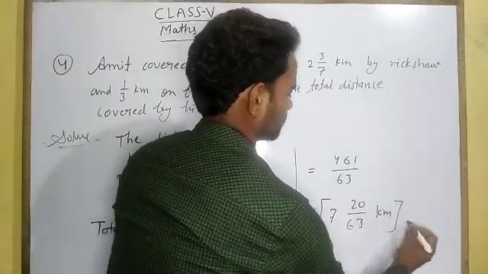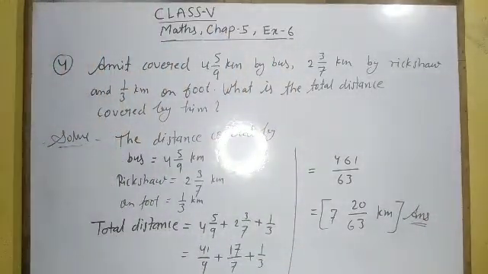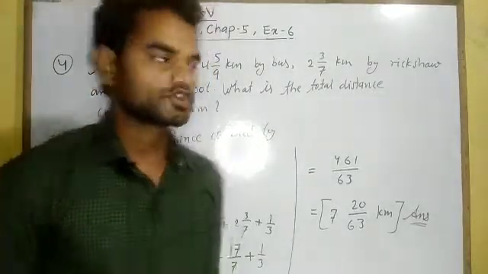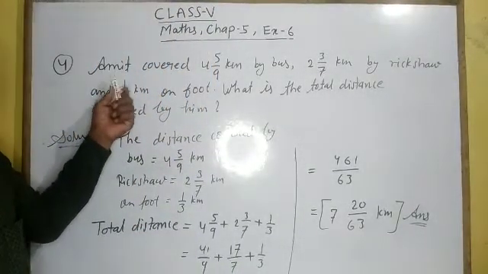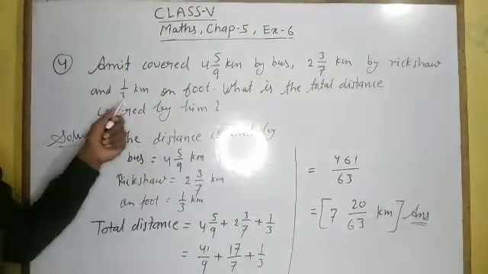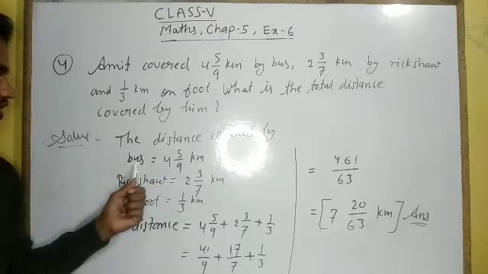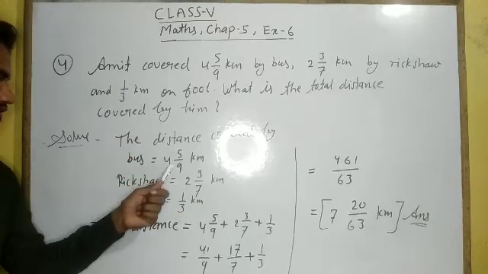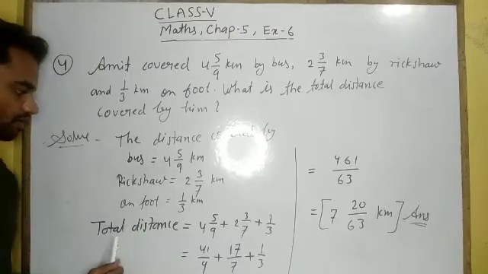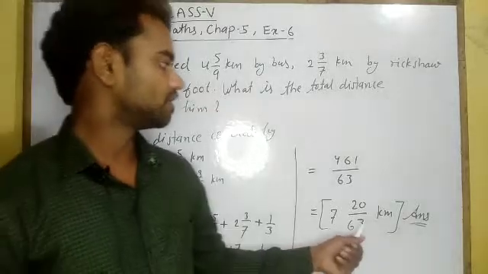This is the total distance covered by Amit by different modes of transport. This is the solution of question number 4. What was question number 4? Amit covered this distance by bus, this distance by rickshaw, and this distance on foot. So we have to find the total distance covered by Amit. First write the distances covered by the different vehicles, bus, rickshaw, on foot. Then the total distance will be this plus this plus this, and simply add them. Then this will be the answer.